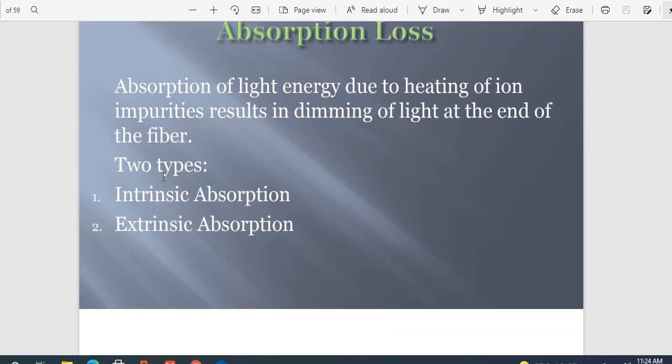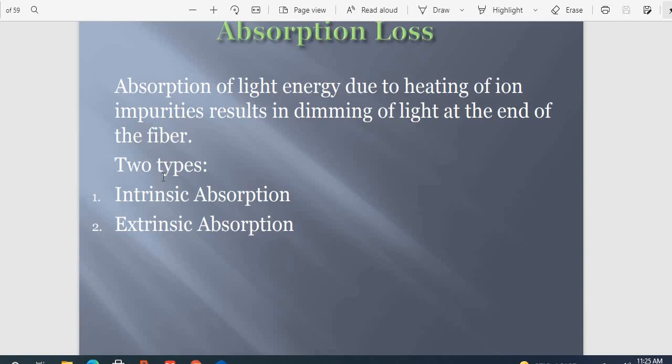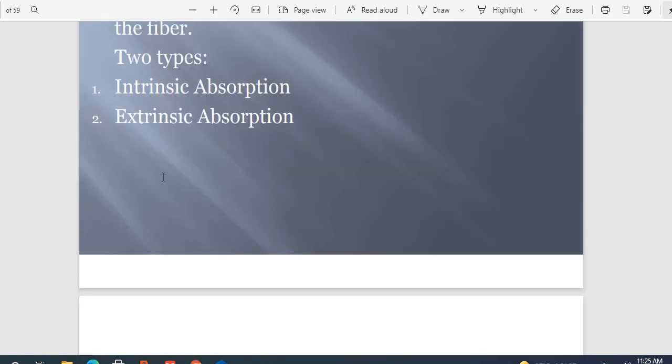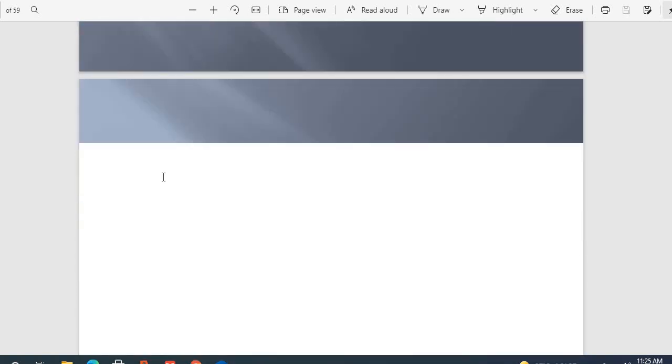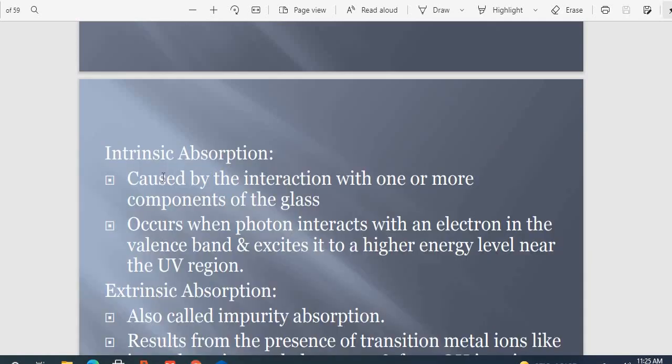Now we are going to see the absorption losses. So what are absorption losses? They are of two types, intrinsic and extrinsic. Intrinsic is what? It is when we are not adding any doping to that fiber, when we are not adding any other impurities, then it is intrinsic. Intrinsic is caused due to the interaction with one or more components of the glass. In the glass itself you get one or more components, and because of that, if you get the absorption loss, that is called intrinsic.